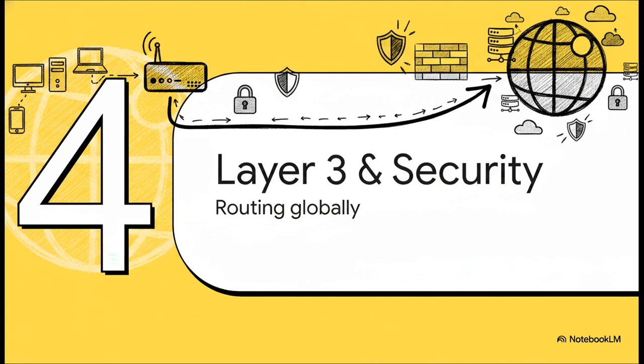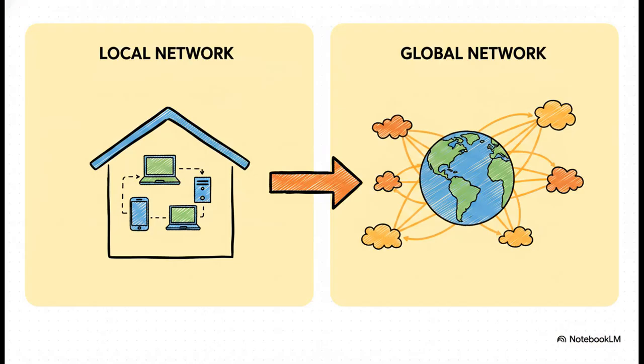All right, moving on to Section 4, Layer 3, and network security. Okay, so we've got our local devices communicating smoothly. But how do we actually reach the internet and stay secure while doing it? Well, the crucial point here is the transition between two very different types of addresses. In Layer 2, we relied on MAC addresses, those permanent physical identifiers for local delivery.